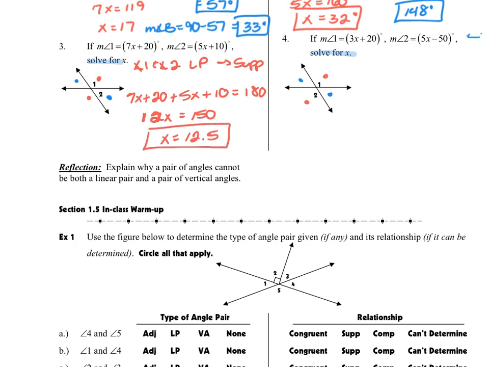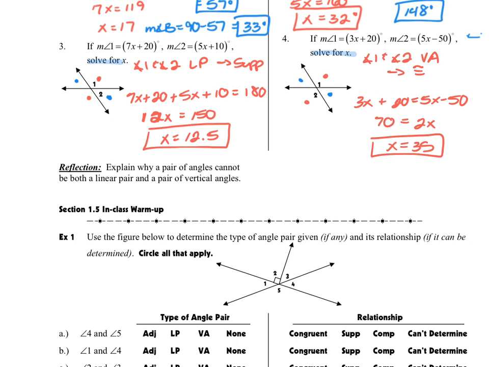I'll be really specific on the test whether I want decimals or fractions. On the next one, our angle 1 and angle 2 are the matching colors, or visually we can see that those are vertical angles. So if angle 1 and angle 2 are vertical angles, then we automatically know that they are congruent. So we can just set those two expressions equal to each other. 3x plus 20 equals 5x minus 50. I'm going to go ahead and move my variables to the right. I'm going to get a 2x on that side. I'm going to get a 70 on the left. So I get x equals 35.